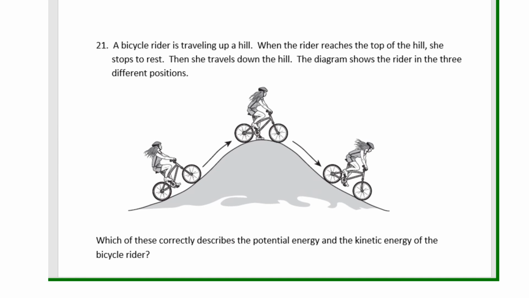Number 21. A bicycle rider is traveling up a hill. When the rider reaches the top of the hill, she stops to rest. Then she travels down the hill. The diagram shows the rider in 3 different positions. Which of these correctly describes the potential and the kinetic energy of the bicycle rider?